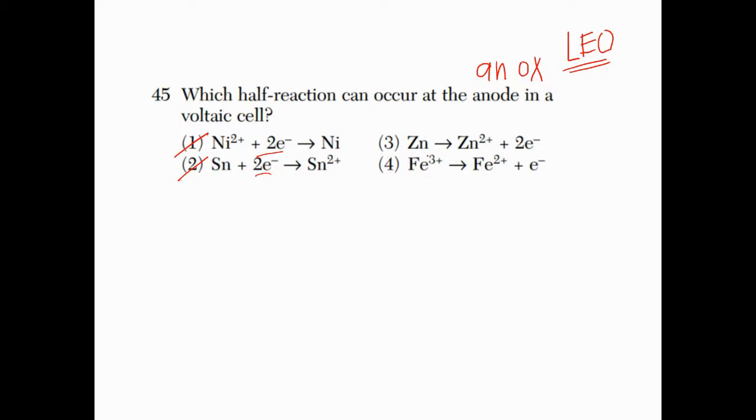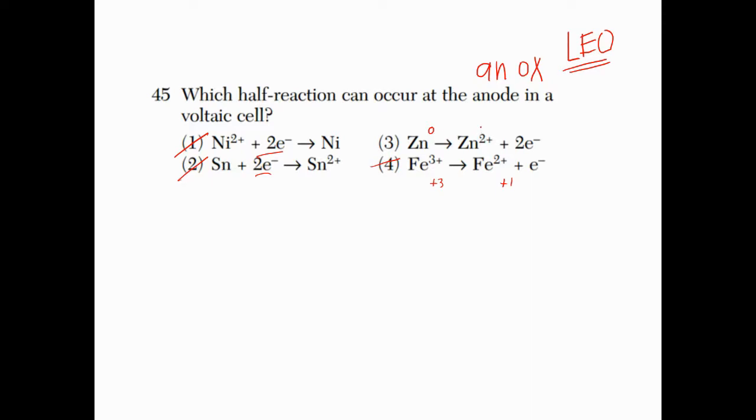Now we got to figure out which of these is a correct oxidation reaction. We got zinc 0 forming zinc 2+ ions plus 2 electrons. That looks like a good possibility. This number 4, Fe3+ on this side, Fe2+ plus an electron. We got plus 2 and we got minus 1. This side overall adds up to plus 1, and this side overall adds up to plus 3. That's incorrectly written. That is not a correct reaction for oxidation.